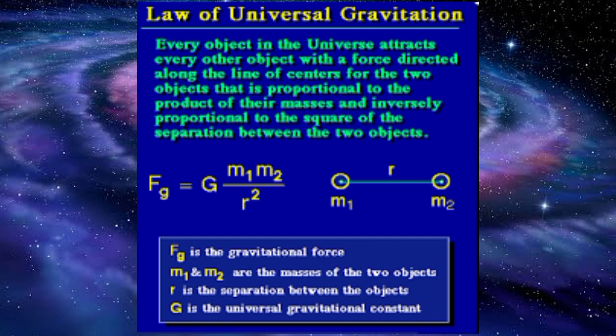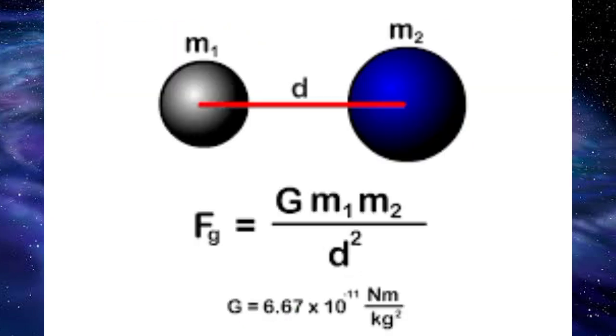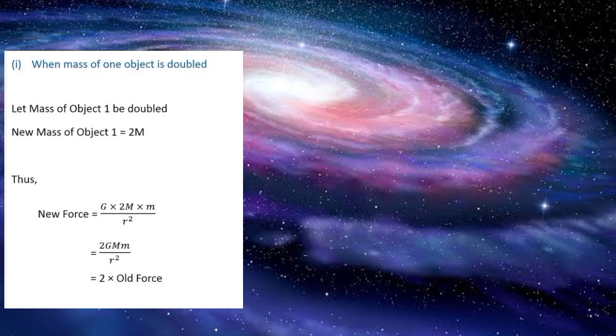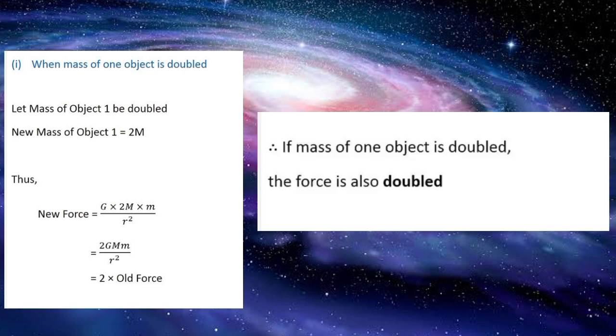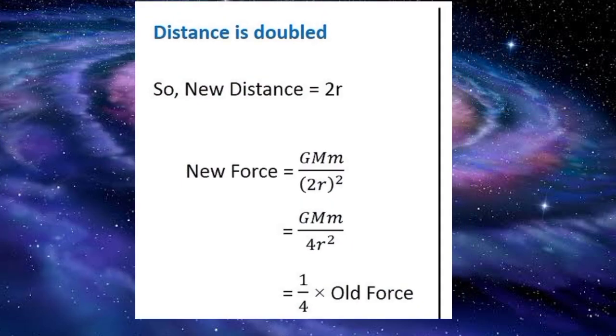Mathematically, the gravitational force of attraction between these two bodies can be written as: force of gravity F = G m1 m2 / d². Here, G is the constant of proportionality and is called the universal gravitational constant. The above law means that if the mass of one object is doubled, the force between the two objects also doubles. Also, if the distance is doubled, the force decreases by a factor of 4.